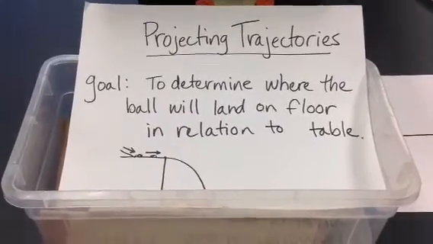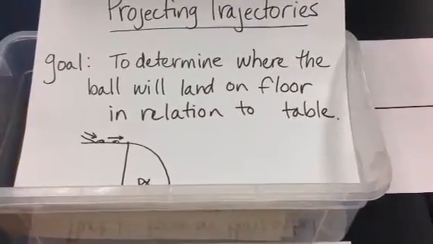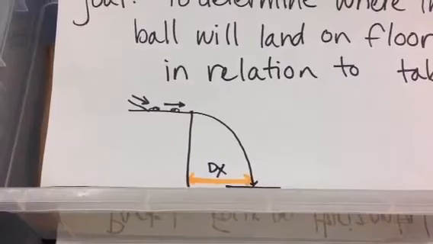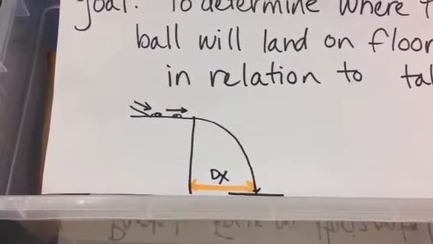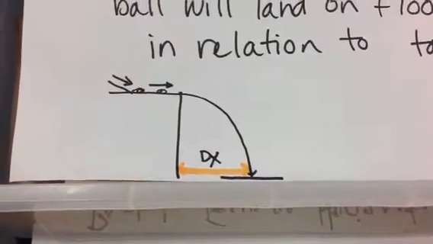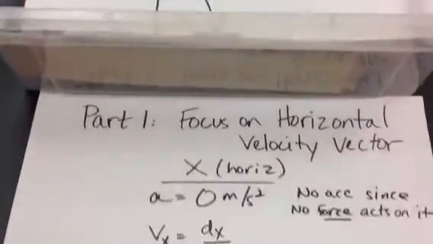This is our pre-lab for projecting trajectories. Our goal is to determine where the ball will land on the floor in relationship to the table. The ball will roll off a metal ramp on a very small incline, roll onto the table, and then roll from the table to the floor. We are determining where it will land on the floor, and that's called our horizontal displacement.